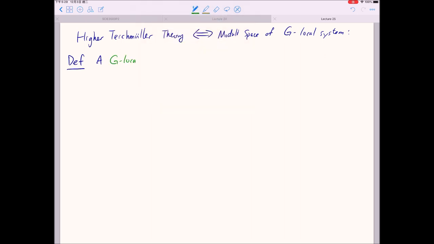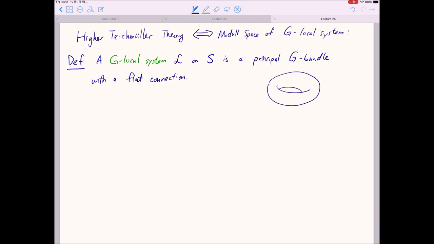So a G-local system, which I denote by L, on your surface S, is a principal G-bundle with a flat connection. A very simple definition. So in very layman terms, if you have a surface, then a G-bundle is like a vector bundle, but instead of a vector space associated to each point, each fiber will look like G. So for each point, you have a G, and for a neighborhood, you have G cross that neighborhood in the sense of trivialization.